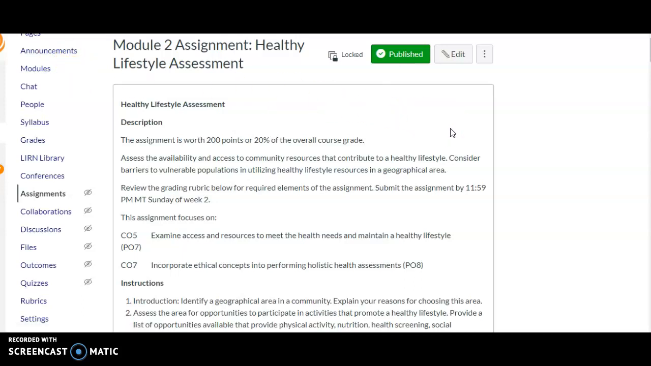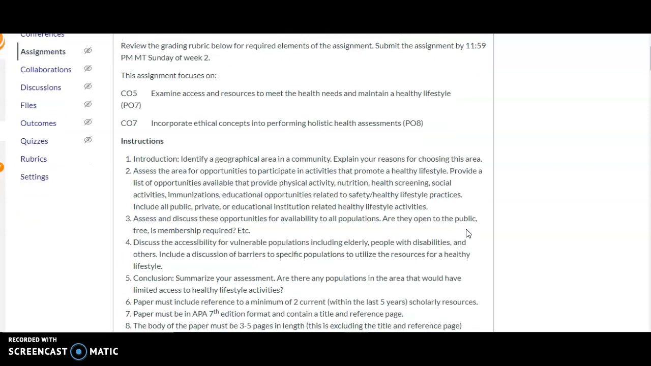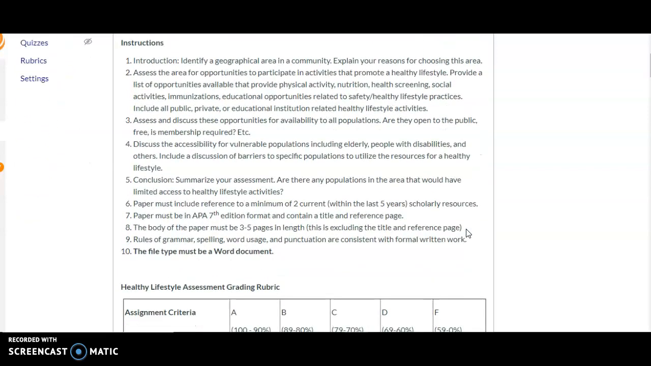looking at a community or a geographical area where you will do an assessment. Just as if you're using the nursing process, you're going to assess the area and then continue to assess that area for different pieces. So my first suggestion is to find a geographical area, meaning a community, a county, area where there's a fair amount of buildings, opportunities for a healthy living lifestyle, and assess that area.